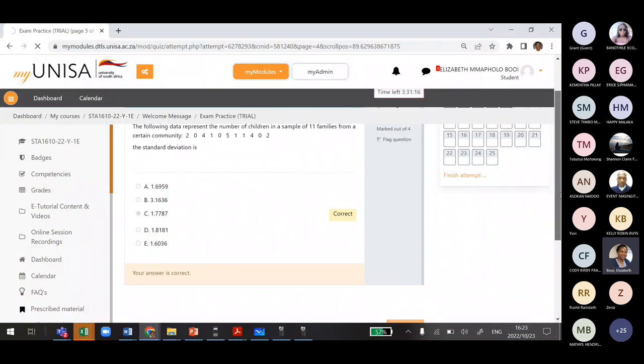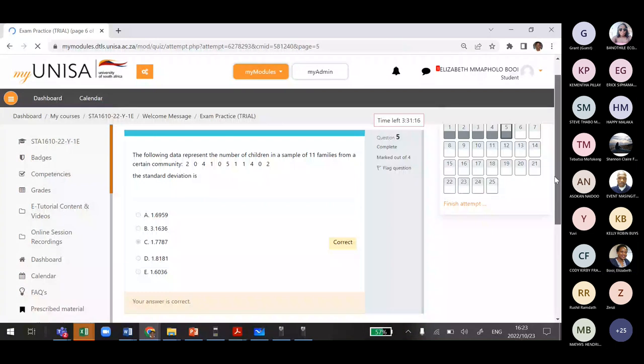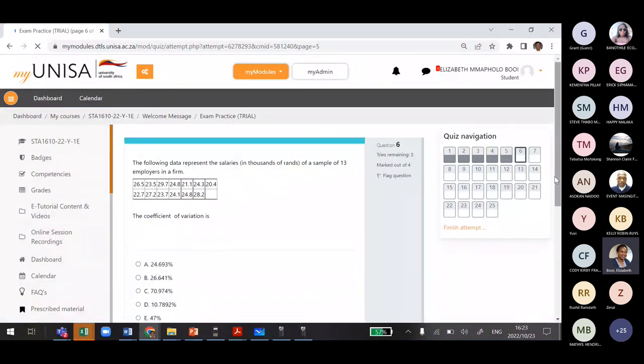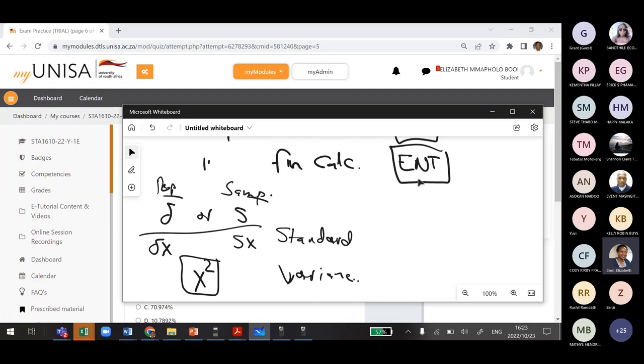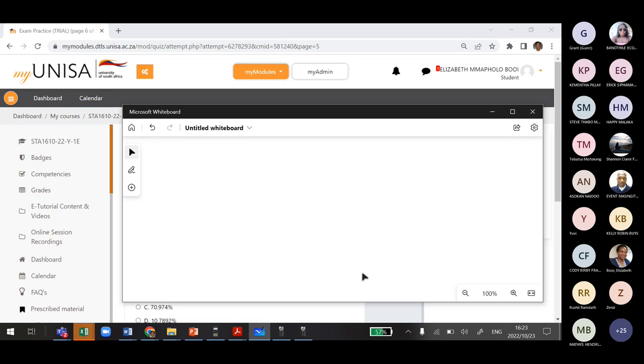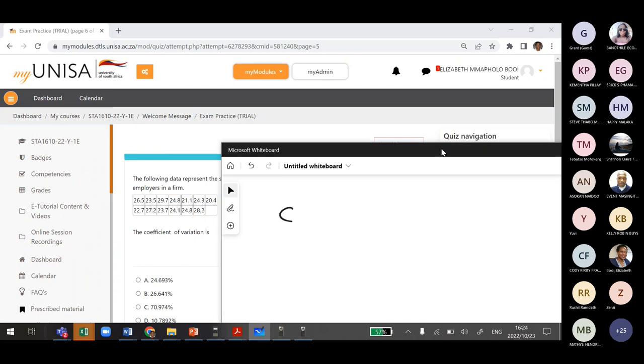The next one, I'm going to give it to you to answer without me giving you the answers. The following data represent the salaries of a sample of 13 employees in a firm, and they are in decimals, as you can see. Calculate the coefficient of variation. I can just give you the formula. Coefficient of variation, CV, is your standard deviation divided by the mean multiplied by 100.